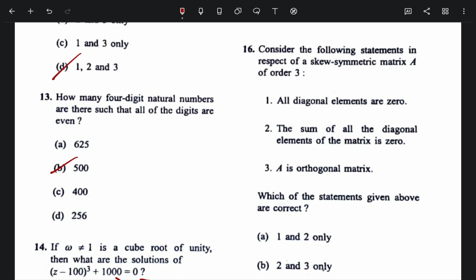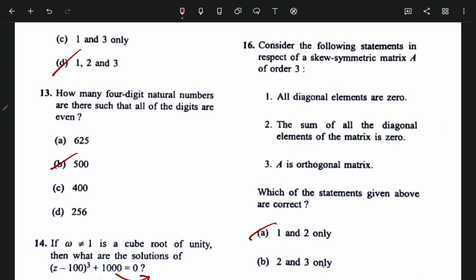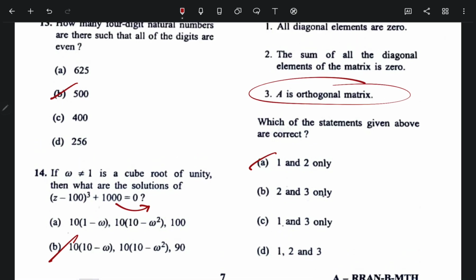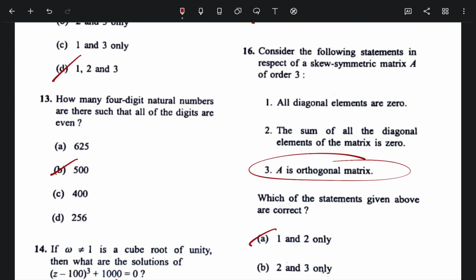So for 16, the answer is A, 1 and 2 only, because if it's skew symmetric, this need not be true. So we know that A doesn't have to be an orthogonal matrix, so this is true.